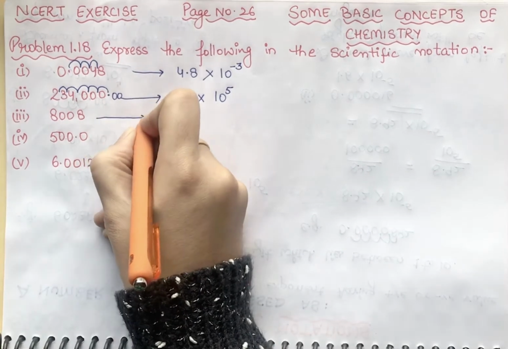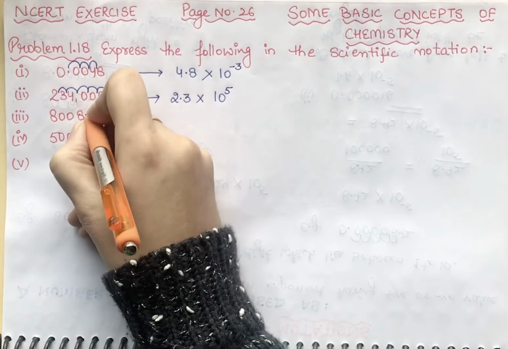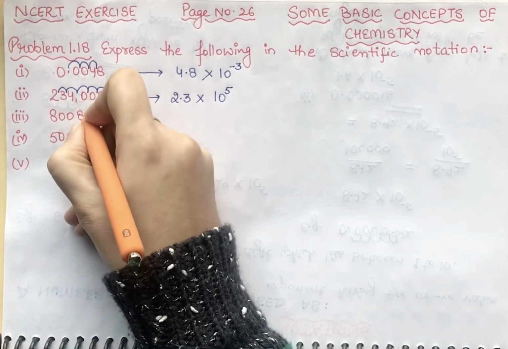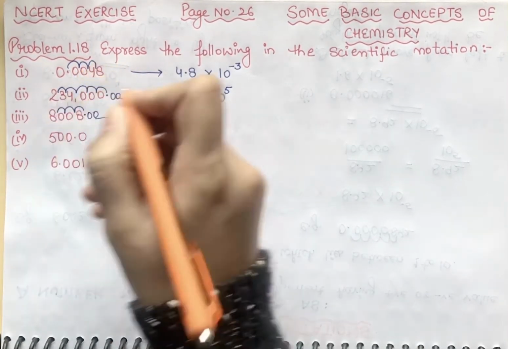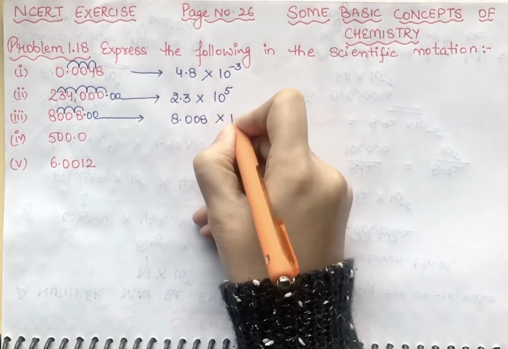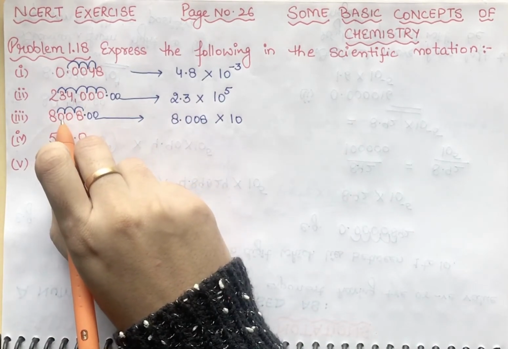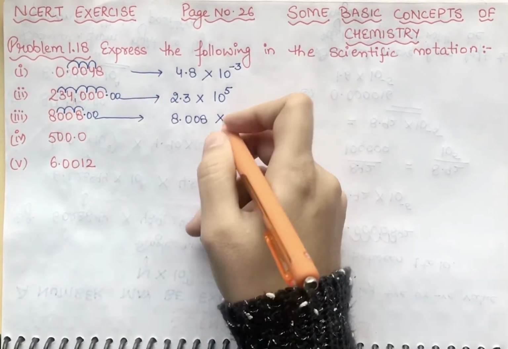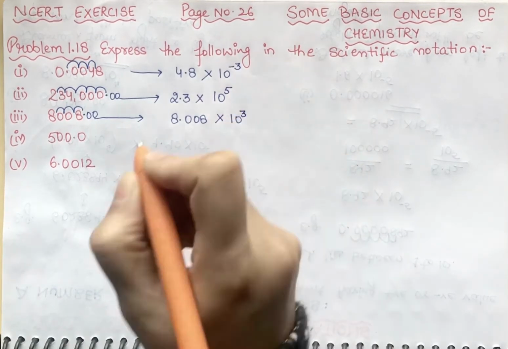Now there is one more value, 8008. I can imagine a decimal here. I want to move this decimal from this place to this place. Let's see, 1, 2, 3. That means 8.008 into 10 raised to a power. I am moving it 3 places from right to left, so the exponent will be positive. So let's write, it will be 10 raised to power 3, right?